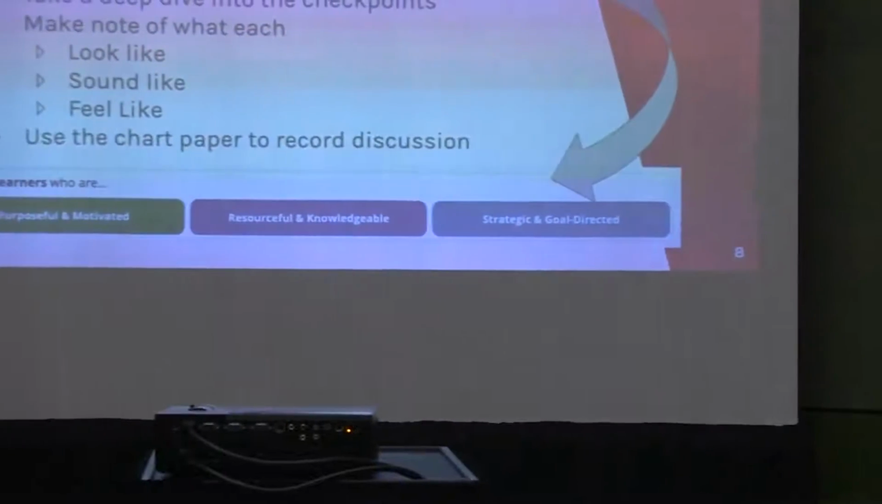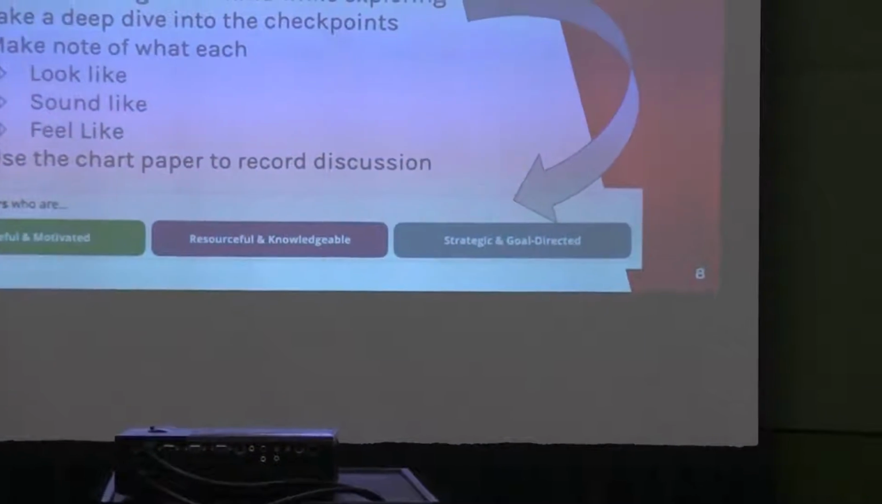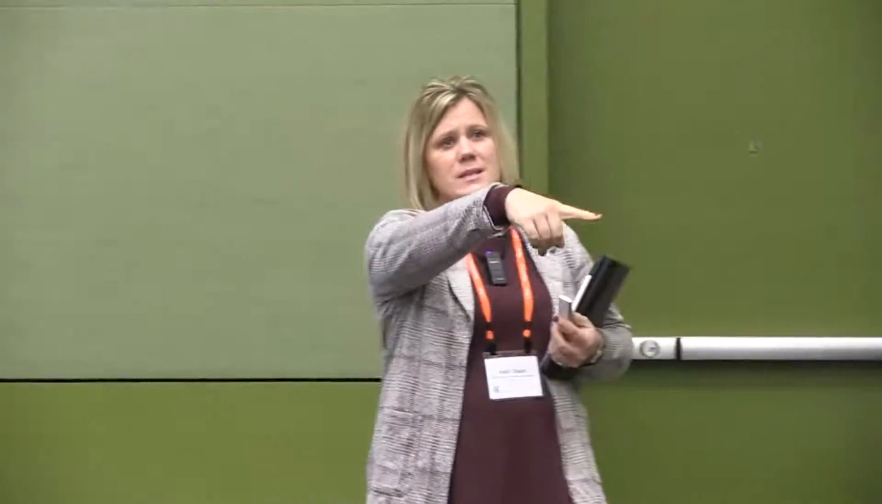But what we want you to do, all of these are links that give you suggestions, give you what this looks like. We're going to give you some time to dig into one of those. And we want you to, like Brea said, keep that end goal in mind, that is the target, to be purposeful and motivated, to be resourceful and knowledgeable, strategic and goal-oriented. And we want you to make a note of what each would look like, each would sound like, and each would feel like. So we have representation, we have, is that expression back there? Action and engagement over here.